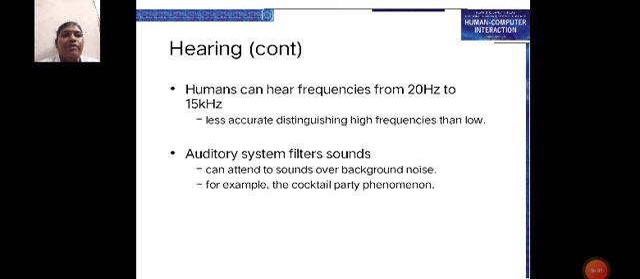Humans can hear frequencies from 20 Hz to 15 kHz, and are less accurate at distinguishing high frequencies than low frequencies. The auditory system filters sound and can attend to a sound over background noise, for example, the cocktail party phenomenon.